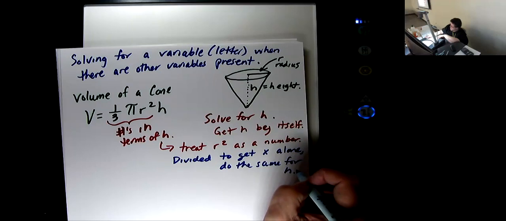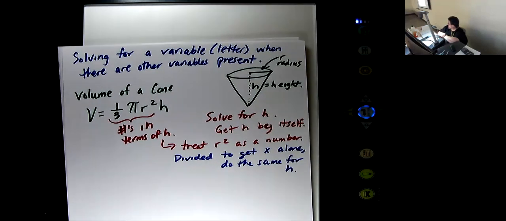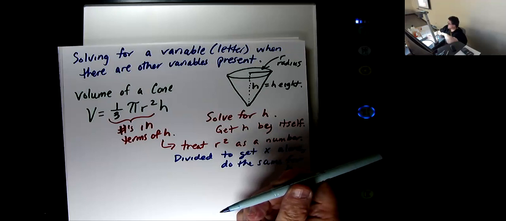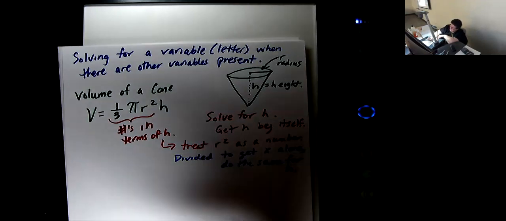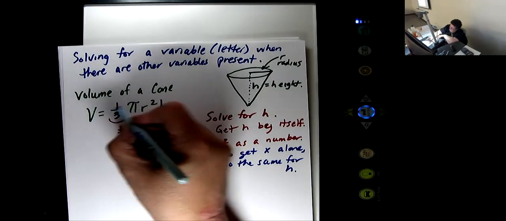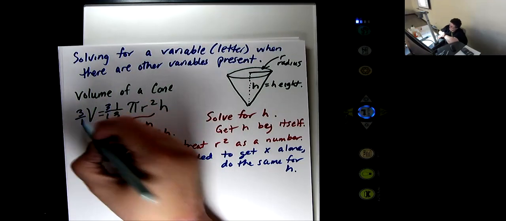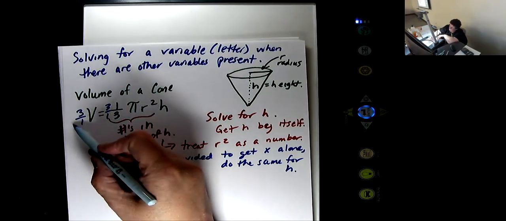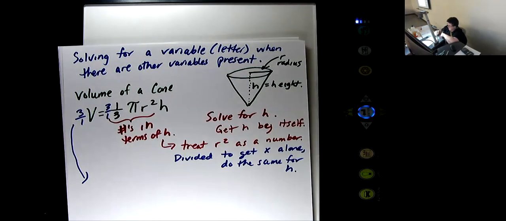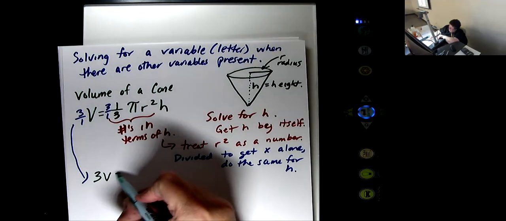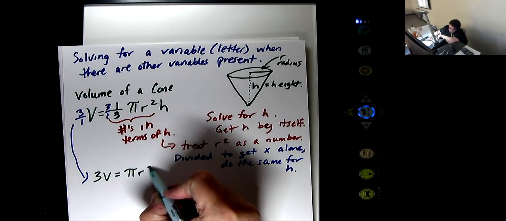I think it might be easier to address that fraction first, though. How did we get rid of fractions? We flipped it, multiplied by the flip, right? So flipping 1/3 is 3/1. So I'm going to multiply both sides by 3/1. And I get 3V on the left, and on the right is pi r squared h.